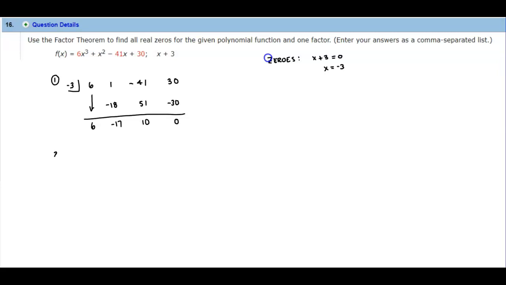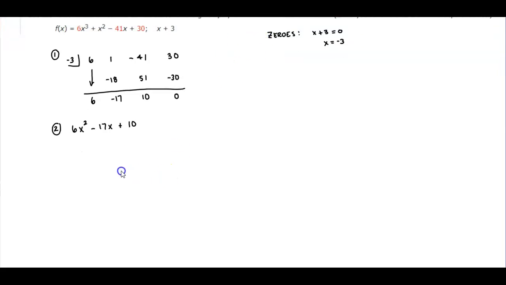So what that tells us is that what's left now is 6x squared minus 17x plus 10. And so what we want to do is we want to be able to factor this quadratic so that we are able to find the remaining zeros of this function. So what we can do is we can see if we can use the AC method.